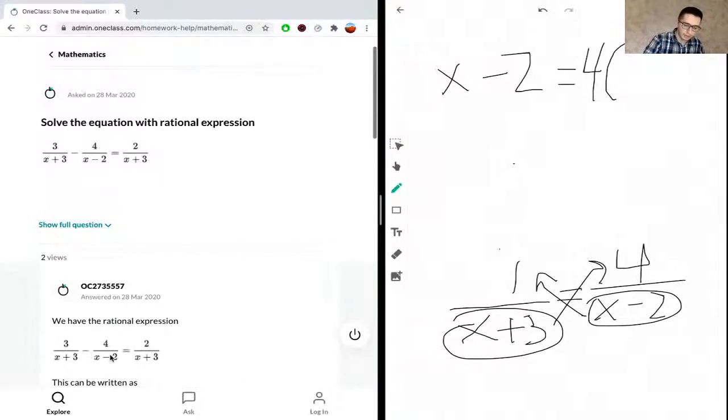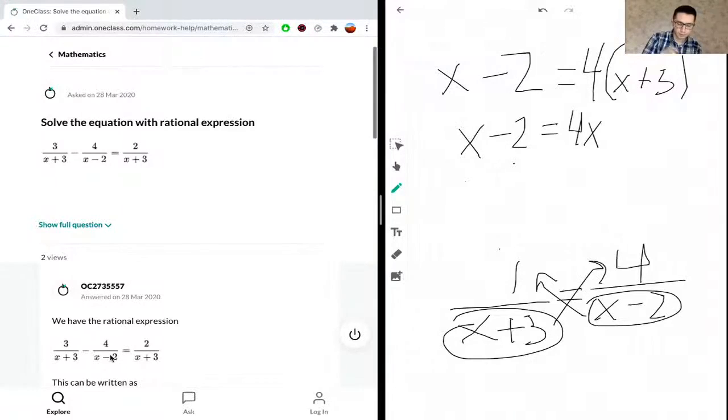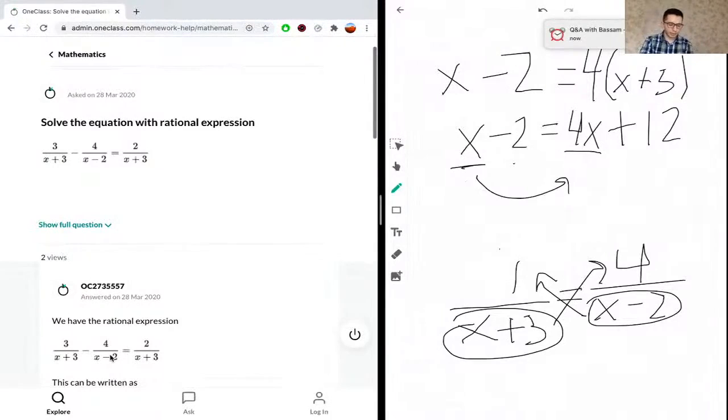So I'll write this below, x plus 3. Okay. And then we'll have x minus 2 equals 4x, 4x plus 12. So 4 times 3 is 12. And then we'll rearrange here. So 4x and then minus x on this side. So we'll move this over to this side by subtracting x on both sides.